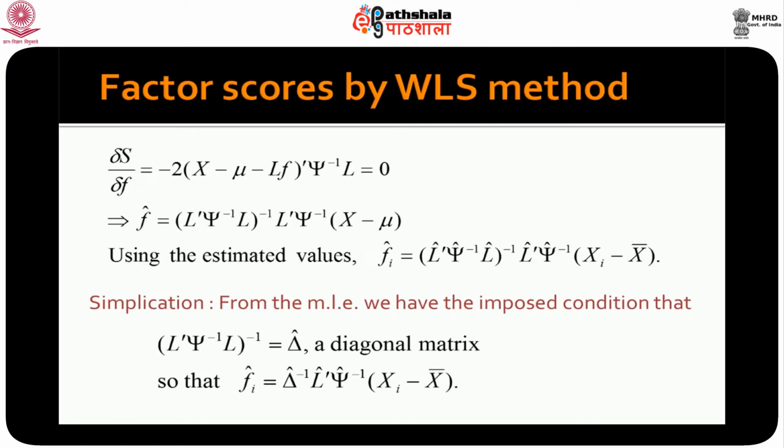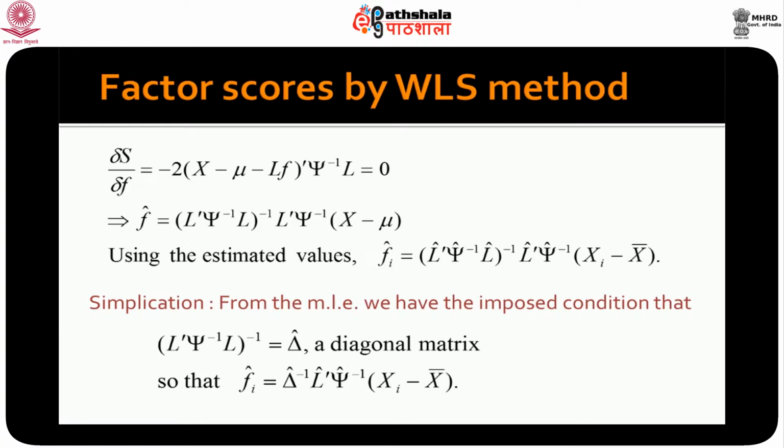There are certain simplifications we can always do, because remember, if we use the maximum likelihood method, L hat prime psi inverse L hat is equal to delta hat, the diagonal matrix. So we can always put that in. That was the uniqueness condition that we had used there.